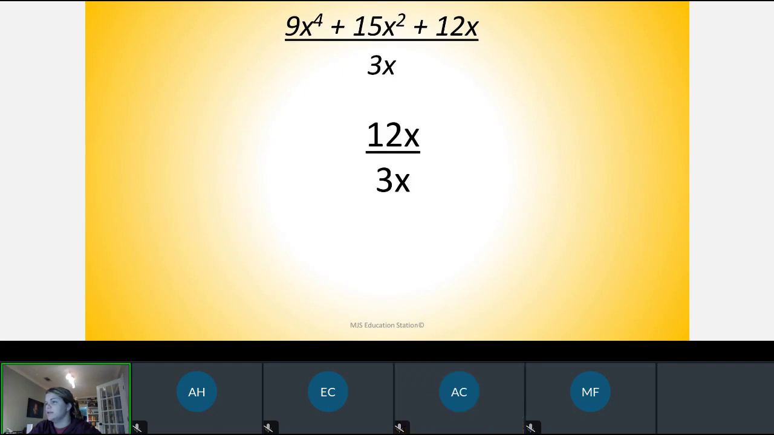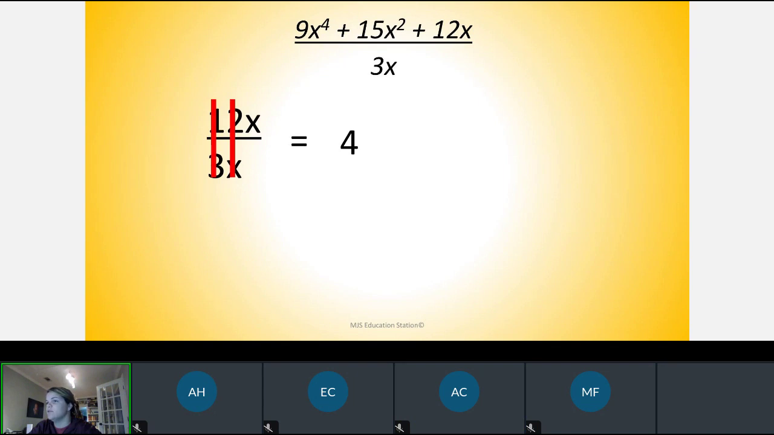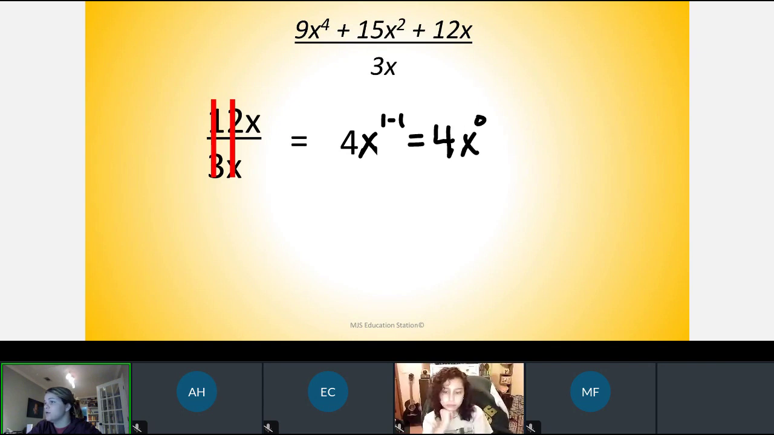And then lastly, 12x divided by 3x. 12 divided by 3 is 4. And then I would have x to the 1 minus 1, which is 4x to the 0. And we know that x to the 0 is equal to 1. So it's 4 times 1, which is just 4.